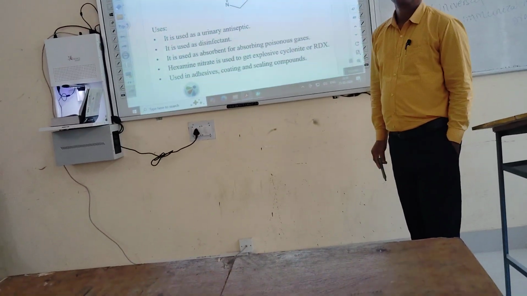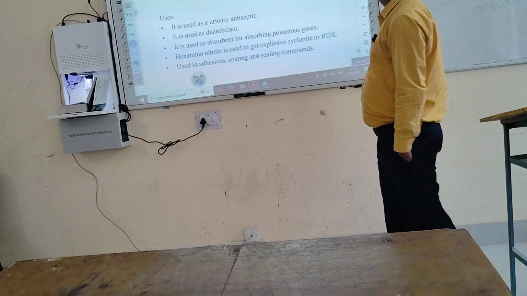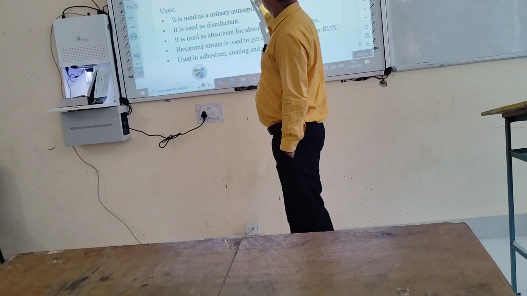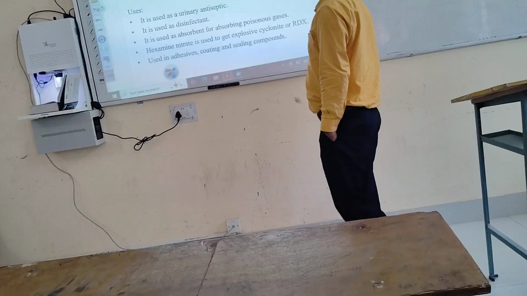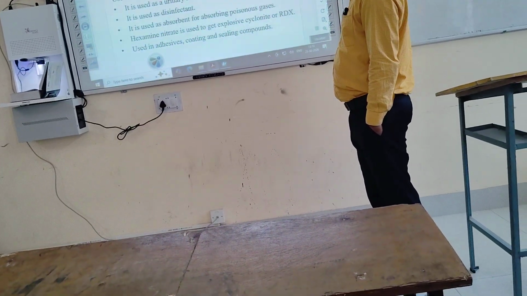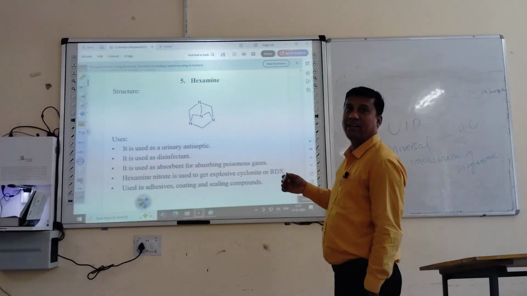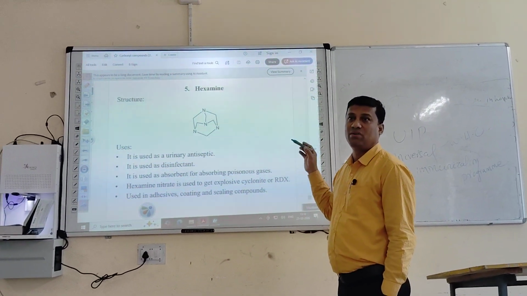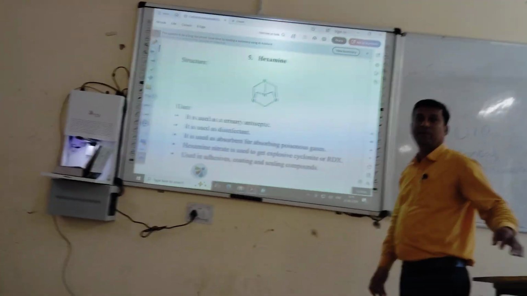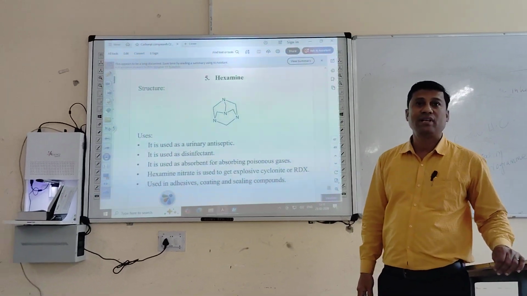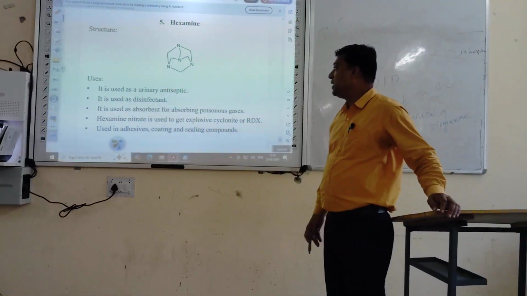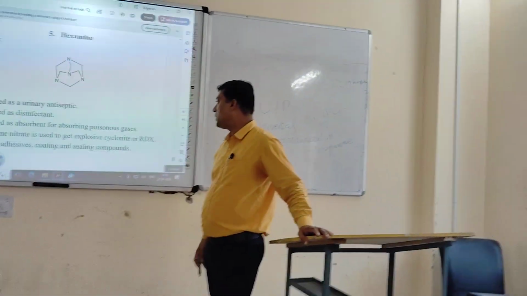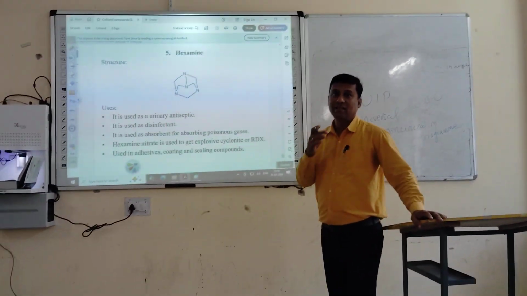Then hexamine, this is known as hexamine. Okay, this is the structure of hexamine. 6 amine are there. And two nitrogen atoms are not visible. But actually, it is used as a urinary antiseptic. It is used as urinary antiseptic, used as disinfectant. It is used as absorbent for absorbing the poisonous gases.